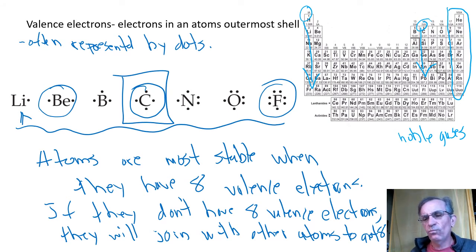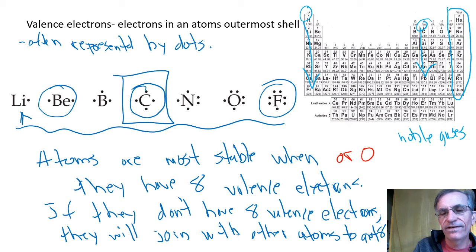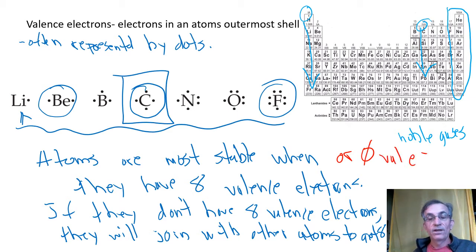Now, one other way I'll say it, you can either end up with 8 valence electrons, or you can end up with 0 valence electrons. That would be another way to become a happy atom. So what does this mean? It means that noble gases, they're already born with 8. They're not going to get together with other atoms. They're typically not found in compounds.